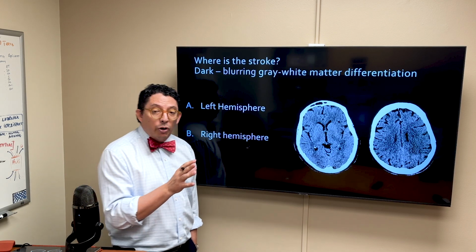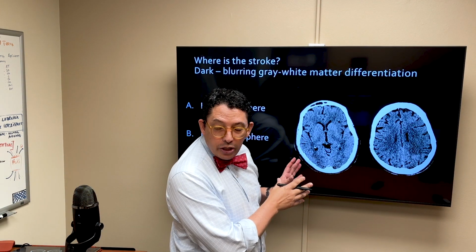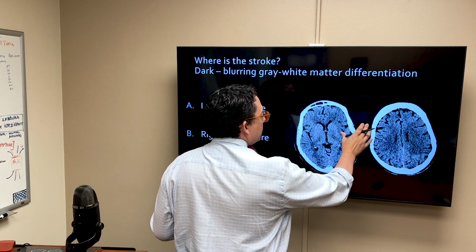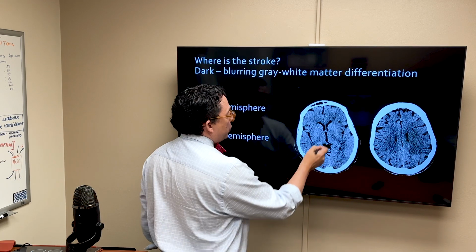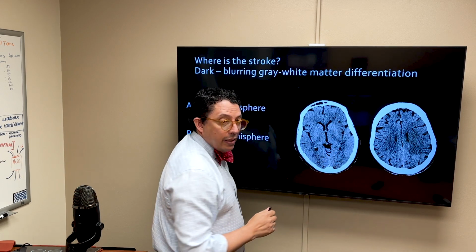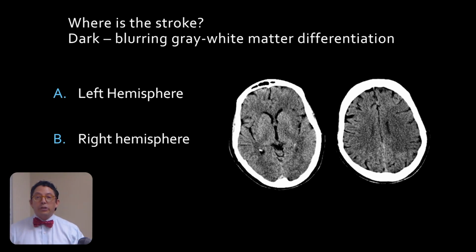So just as a reminder to everybody, when you're looking at any cross-sectional image, the left of the patient is to your right, the right of the patient is to your left. So this is going to be the right hemisphere, this is going to be the left hemisphere. So look carefully to see if there's a place where you cannot see the gray-white matter differentiation well.